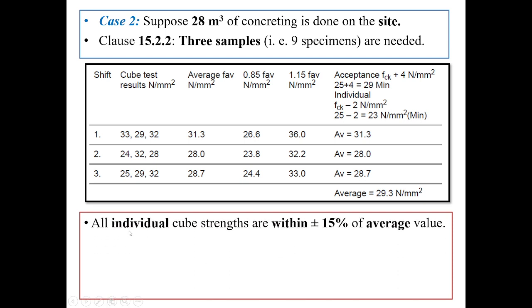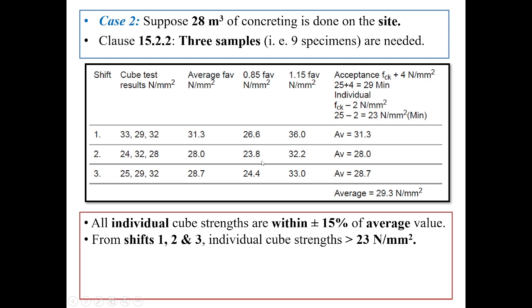Number 1, all individual cube strengths are within plus or minus 15% of average value. That is true, because here you can see this column, that's 0.85 of average strength, and you can see 1.15 of average strength, and you can see the individual cube results in the second column. So all the cube results, for example 33, 29 and 32, are lying between 26.6 and 36. 24, 32 and 28 are lying between 23.8 and 32.2. 25, 29 and 32 are lying between 24.4 and 33. That means the first criterion is satisfied.